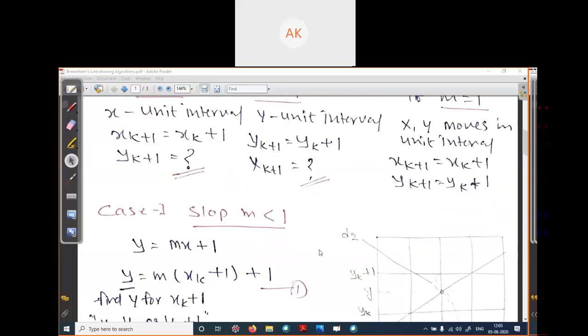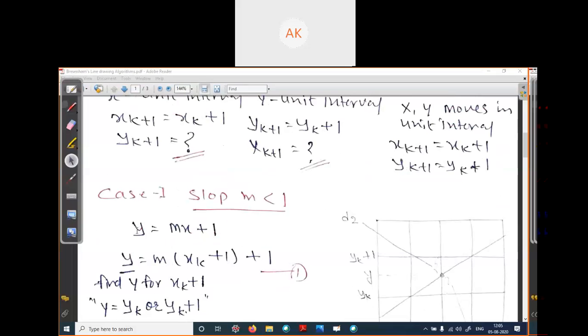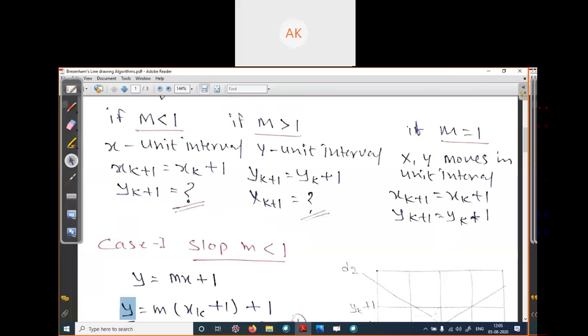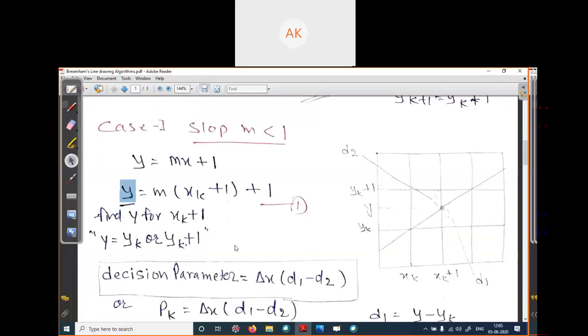Okay, so we have discussed the first case, when your slope is less than 1. As you know, the equation of the line is y equals mx plus c. We just put the value of x when m is less than 1. x will move with unit interval, meaning the next point will be xk plus 1. So the corresponding value of y we are calculating. As you can see here, we are moving x with unit interval, xk plus 1, and the corresponding y we are going to find.